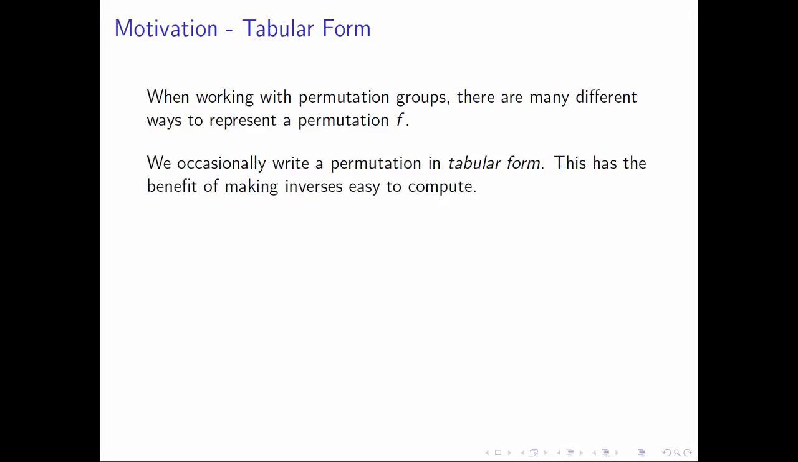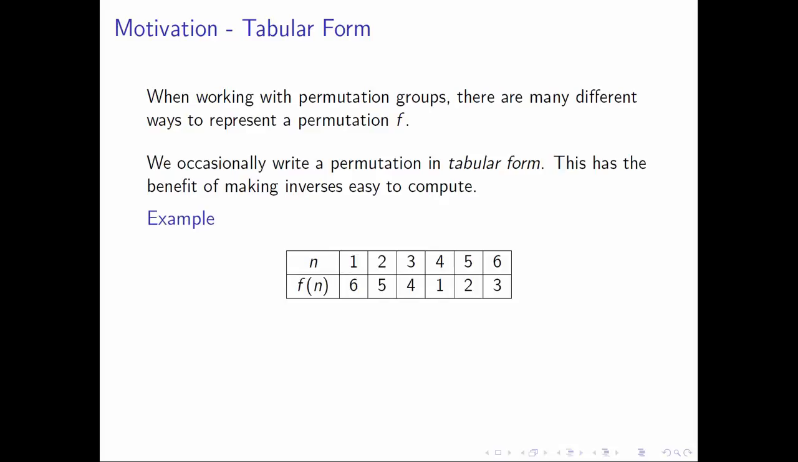So let's do an example with that. Suppose that we've taken a permutation, which we're going to call f of n, and we're representing it tabularly in this way. We've got the numbers n, in this example, 1 through 6, written across the top of our table, and then we've got what the function f of n does to each of those numbers written in the bottom row of the table. So this permutation sends 1 to 6, 2 to 5, 3 to 4, 4 to 1, 5 to 2, and 6 to 3.